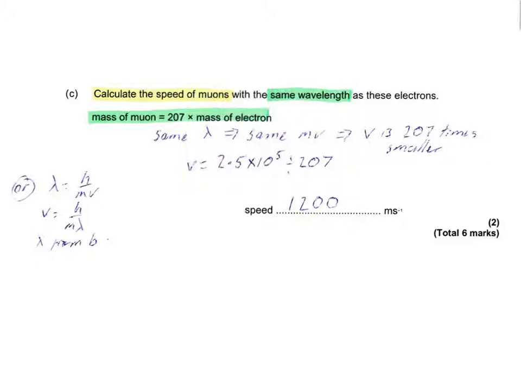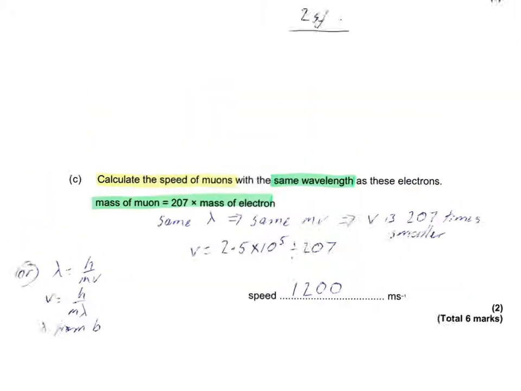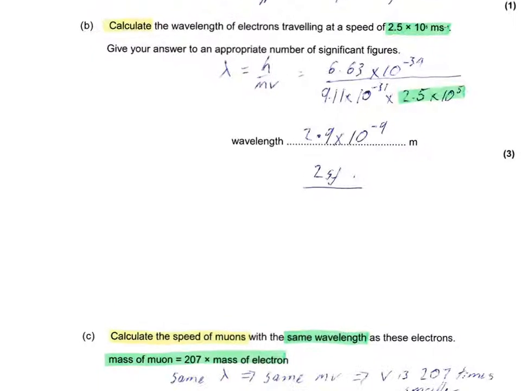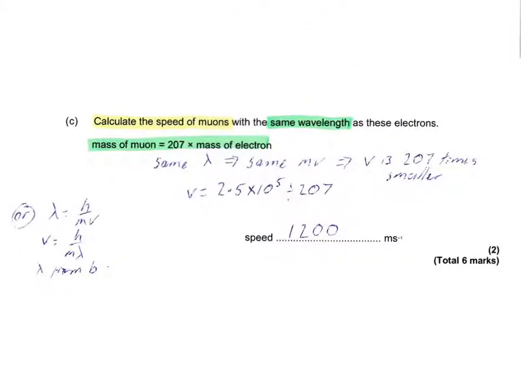So moving on to part C, and we're asked to calculate the speed of muons that have got the same wavelength as those electrons. We're given a bit of information that the mass of muon is 207 times the mass of electron. Well, if we're after the same wavelength, because lambda is h upon mv, if I want the same wavelength, I want the same mv, the same momentum. And if I've got the mass being 207 times bigger, then the velocity has to be 207 times smaller.